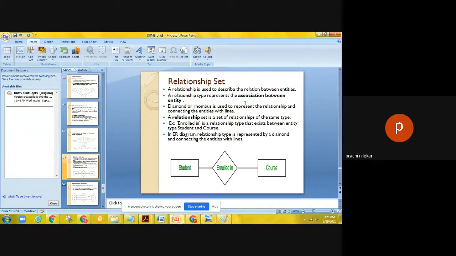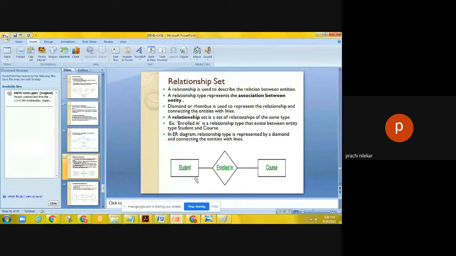So a relationship is used to describe the relation or association between the entities. A relationship type represents the association between entities. For that, a diamond or rhombus is used to represent the relationship, connecting the entities with lines. So we are using the diamond. A relationship set is a set of relationships of the same type. Okay.